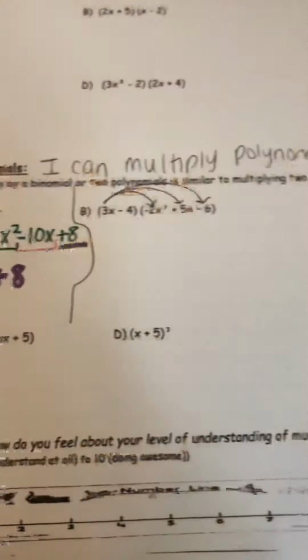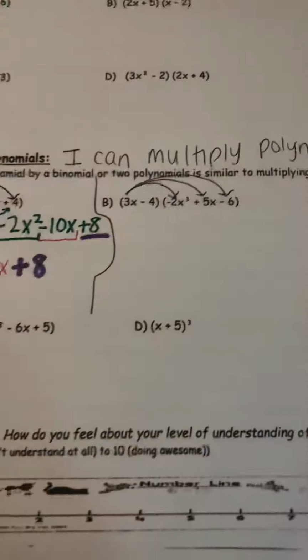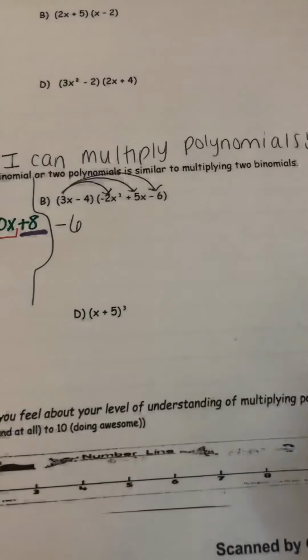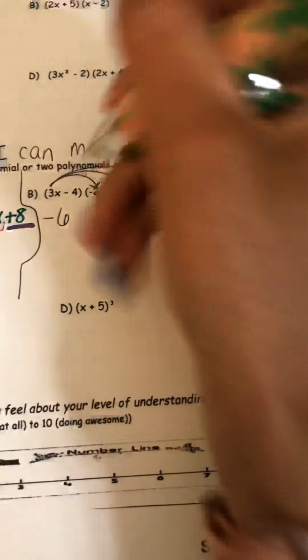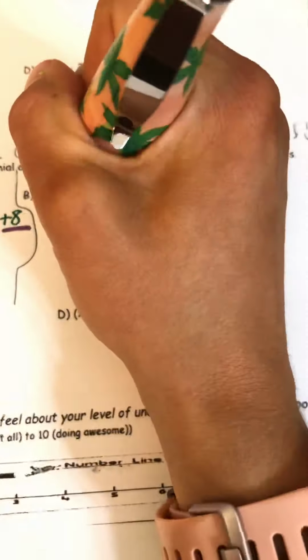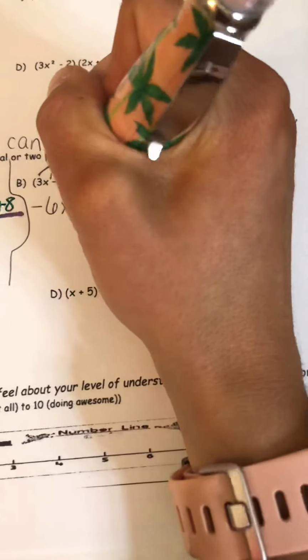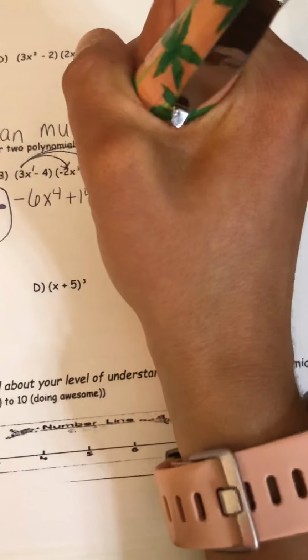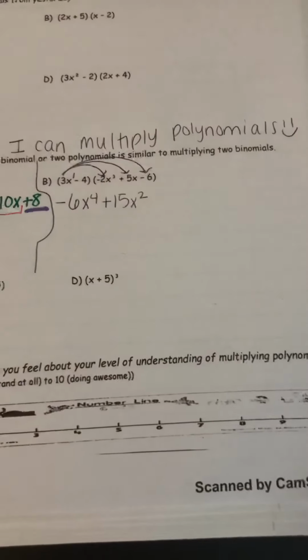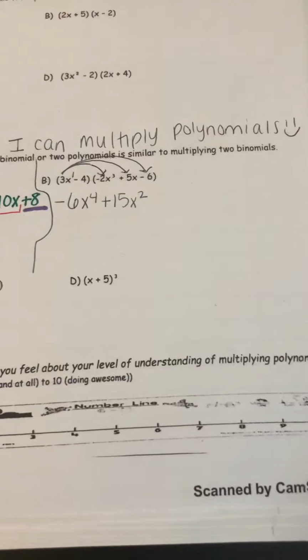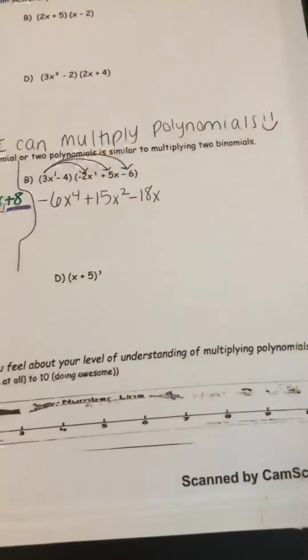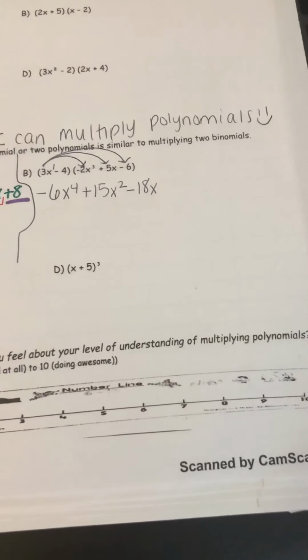I'm going to draw a line here just so I don't get confused with my other problem. 3 times negative 2 is negative 6. And then x times x cubed is x to the 4th power because I add the exponents. 3 times 5 is 15. X times x is x squared. 3 times negative 6 is negative 18, and then I have my x. Okay, so that's for my very first set.